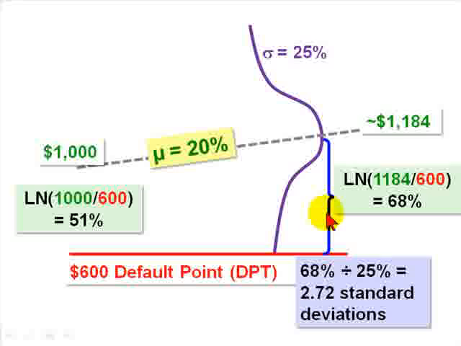And what we found is that based on these assumptions, this expected value of the firm's assets is 2.72 standard deviations away from this point here in the tail, which represents our default. And now it's just statistics. If this is a normal distribution, the cumulative distribution function tells us the probability that we could end up here in this tail 2.72 standard deviations away from the mean.